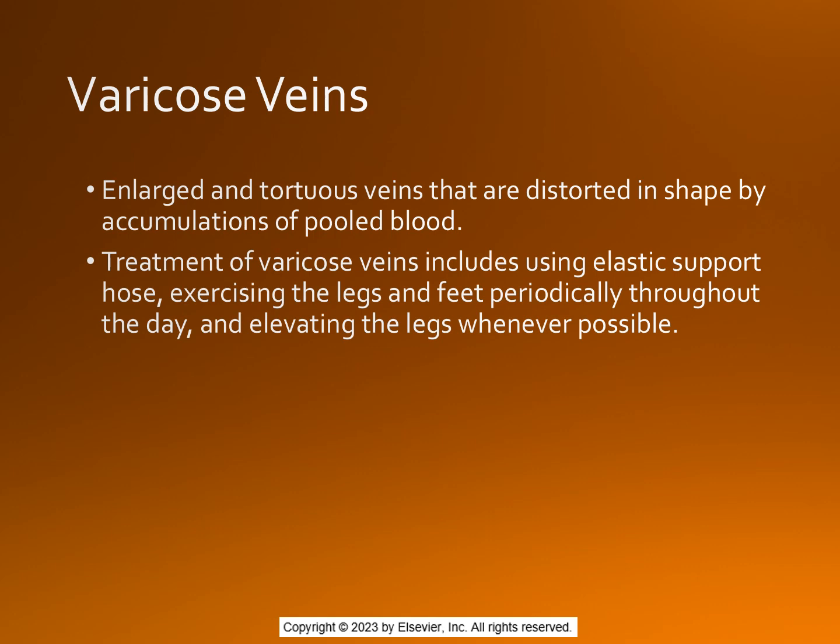Varicose veins are enlarged and tortuous veins that are distorted in shape by the accumulations of pooled blood. Veins that develop varicosities have incompetent valves that allow the reflux of blood from deep to the superficial veins. Varicosities typically occur in the saphenous veins and the perforator veins in the ankle. Standing for long periods, obesity, and pregnancy are contributing factors. Trauma, DVT, and inflammation that results in vein valve damage are secondary causes.